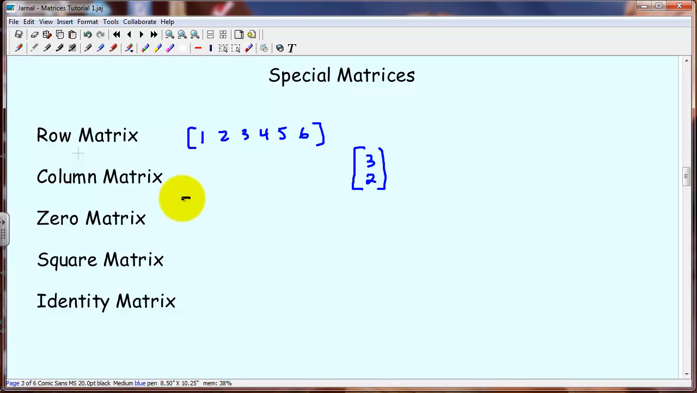Zero matrix is just a matrix of any size that is completely filled with zeros. A lot of the operations we're dealing with will require the matrix to be a square matrix, so that means the number of rows equals the number of columns. So we might have, say, a 3 by 3 matrix.